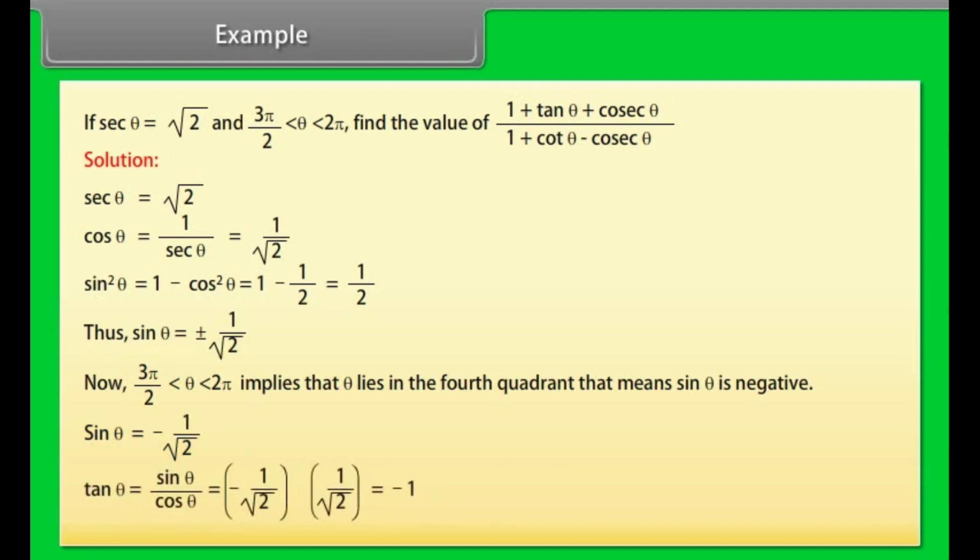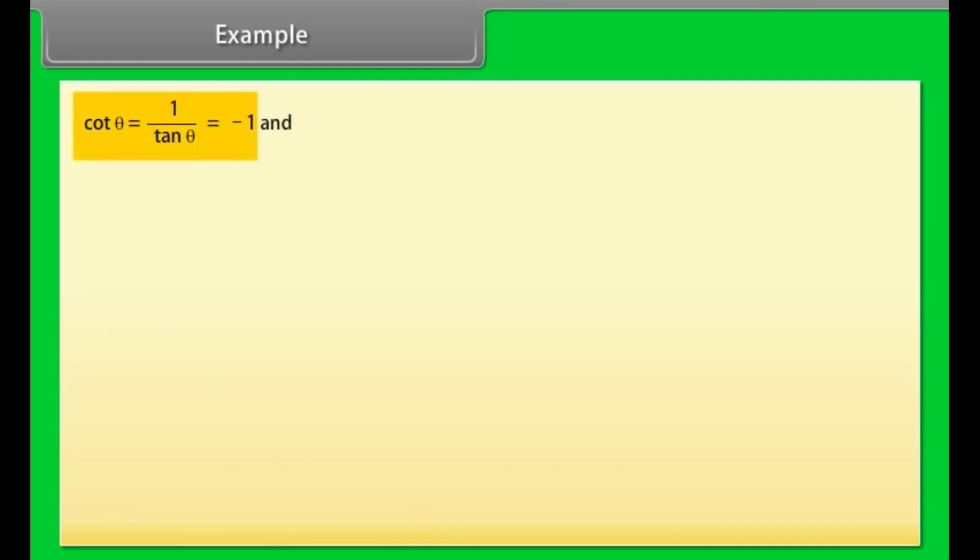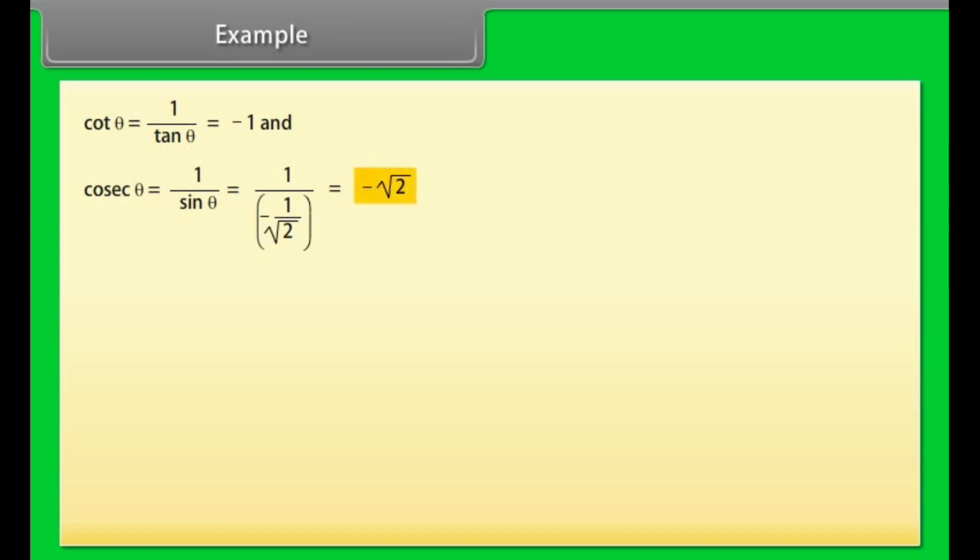Sin of theta is equal to minus 1 by under root 2. Tan of theta is equal to sin of theta by cos of theta is equal to minus 1 by under root 2 upon 1 by under root 2 is equal to minus 1. Cot of theta is equal to 1 by tan of theta is equal to minus 1, and cosec of theta is equal to 1 by sin of theta is equal to 1 by minus 1 under root 2 is equal to minus under root 2.